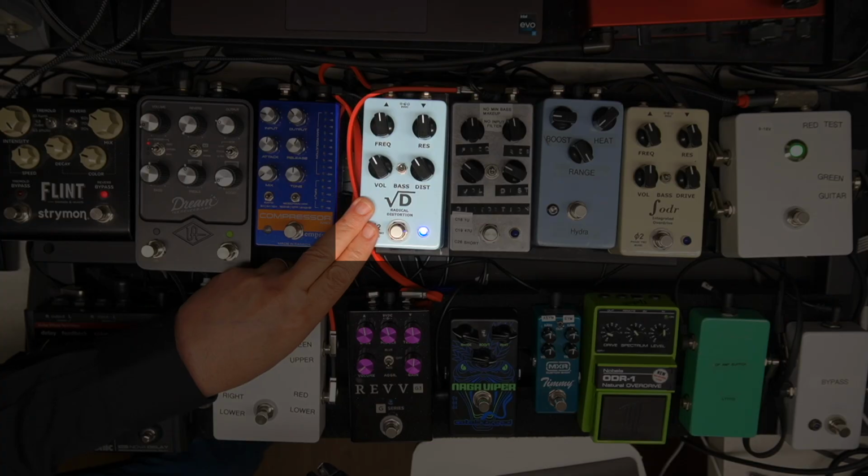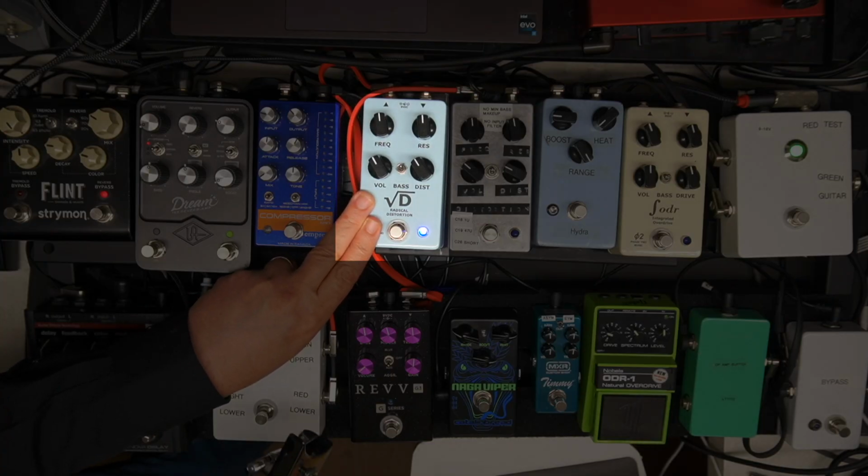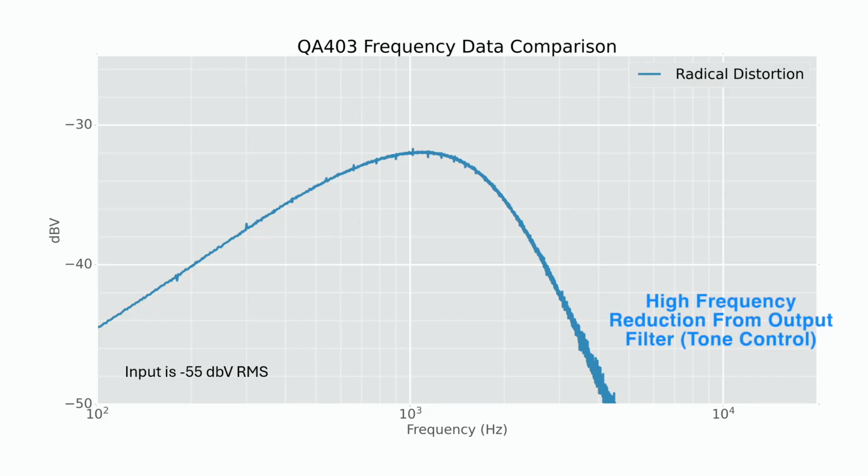In my radical distortion, I have an input filter designed. You can actually see its frequency response. And a lot of that frequency of the input filter, you can see right here, is cutting those frequencies down.